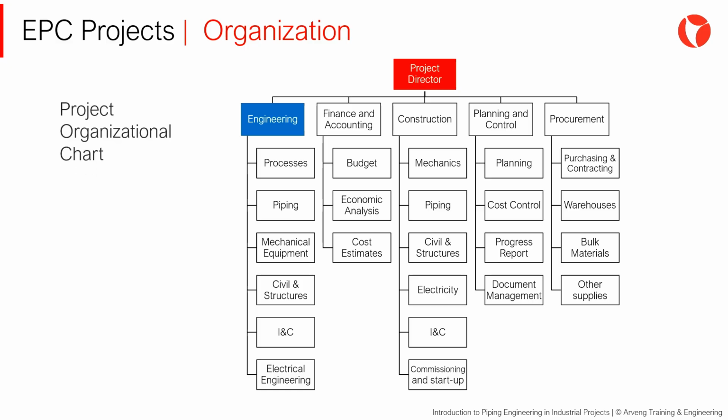In general terms, a project organizational chart is the way in which a work team is organized within a project for its execution. It defines the hierarchical relationship and the chart of authority that is established for a given phase of the project.